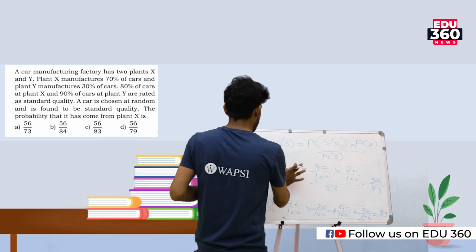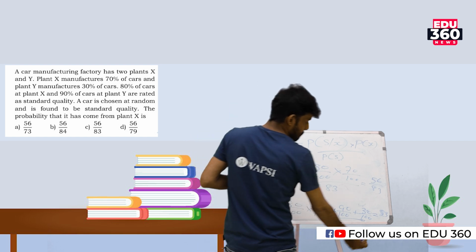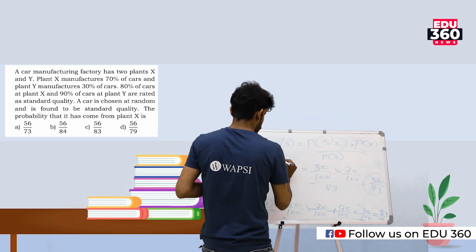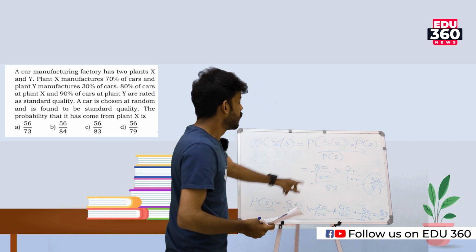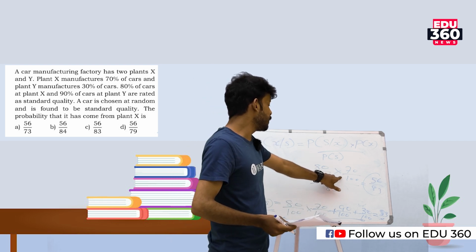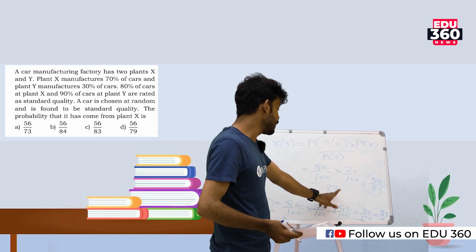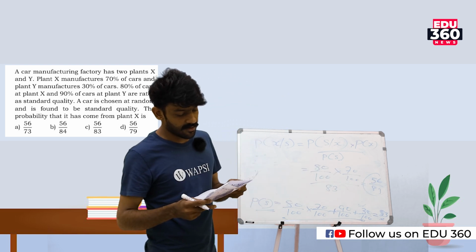Okay, so that is, you will get this. So 18 by 100 into 70 by 100 divided by 83. So 56 by 83 is the correct answer.